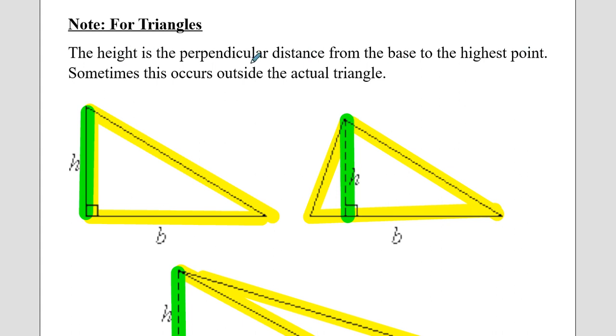Sometimes that height might occur outside the actual triangle. If you have a right triangle, the height will be this leg. This triangle right here, its height would be the perpendicular drop down distance from right there. So in yellow, I've highlighted the actual sides of the triangle.